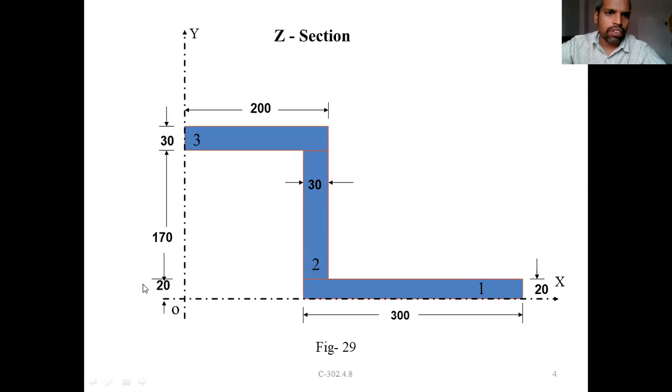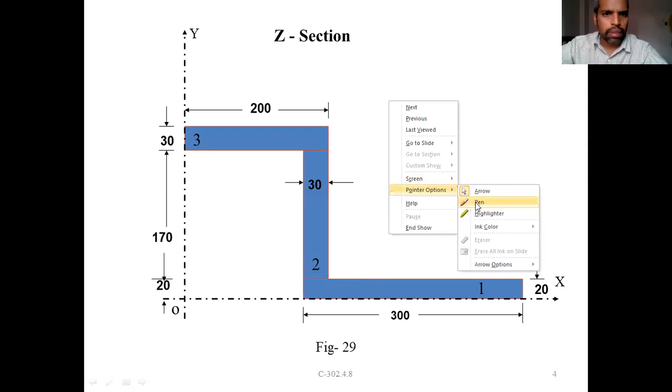This is the extreme left and bottom, the bottom of the section and the extreme left of the section. That's what we have chosen. If you take it like this, we divide the figure into 1, 2, 3, three parts, and the reference axes are chosen. Now calculate x1, x2, x3, y1, y2, y3.